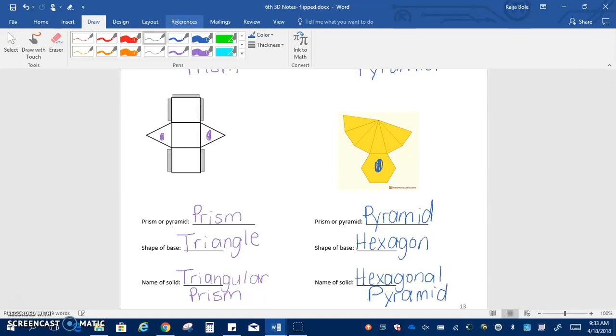So I know some of you are like, how do you know how to change the name from a hexagon to a hexagonal or a triangle to triangular? That just comes with practice, okay? So don't stress about that too much. But we do need to make sure that we can determine whether it's a prism or a pyramid and then the shape of the base.